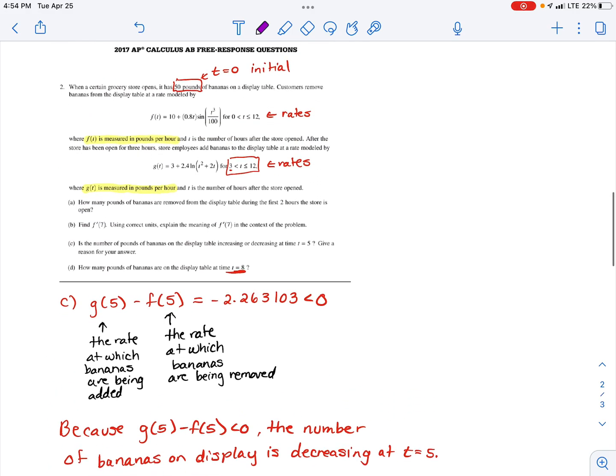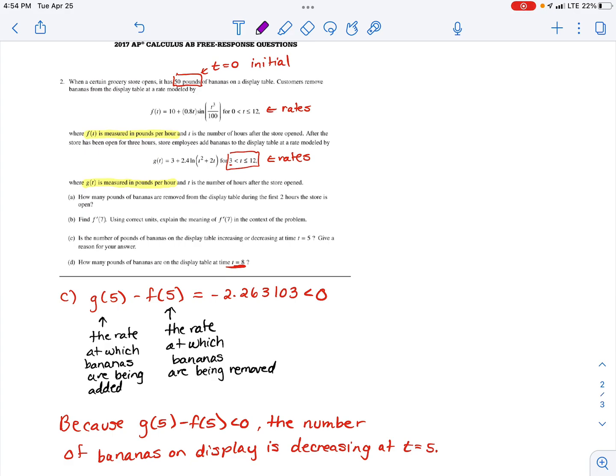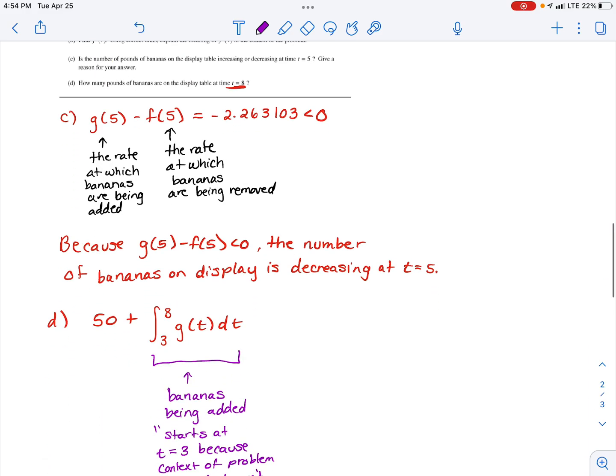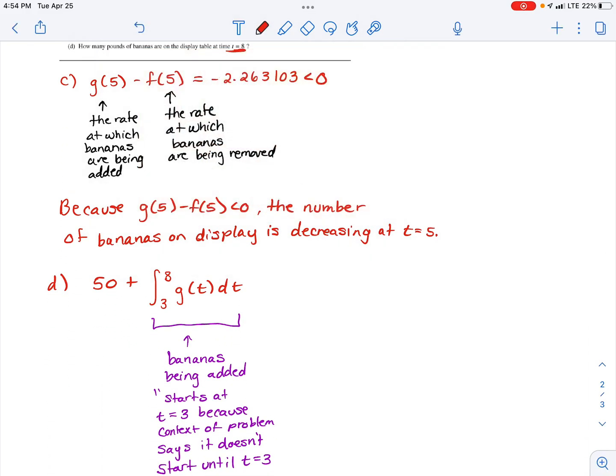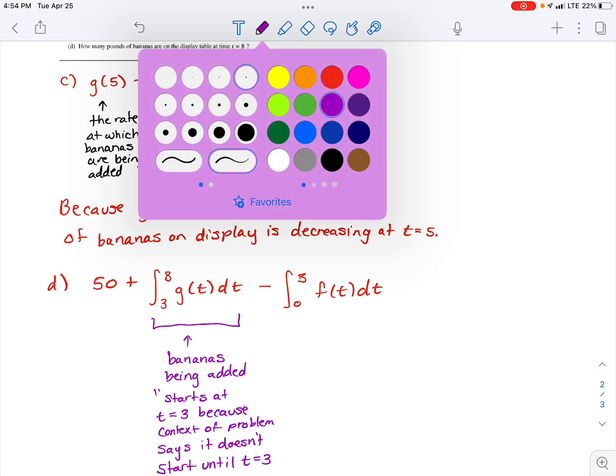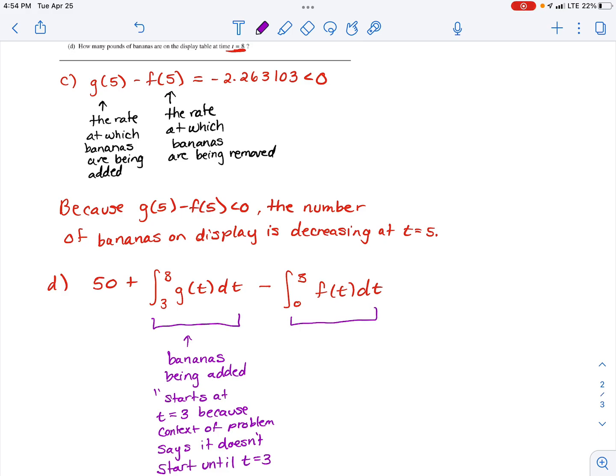And then we also have to consider the amount that's being removed. Now, it says they start removing bananas at t equals 0. So since we're removing, I need subtraction from 0 to 8 of f of t dt. Bananas are being removed. Okay. And then once we put this in the calculator, what I get for this is 23.347.